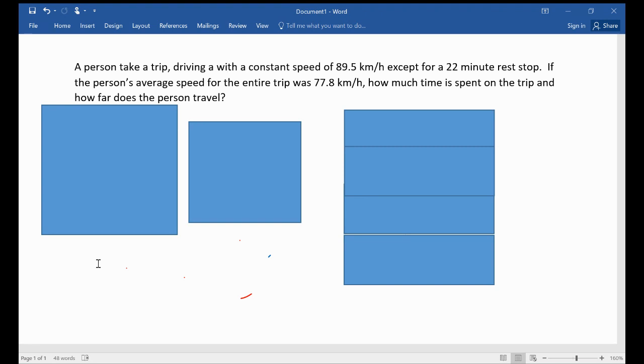If over the course of the entire trip, the person's average speed was 77.8 kilometers per hour, how much time is spent on the trip and how far did the person travel? Okay, so there's two questions here and you have to answer them. Now, notice how everything's blocked out. I want you to give it a try and then I will come back and reveal the answers.